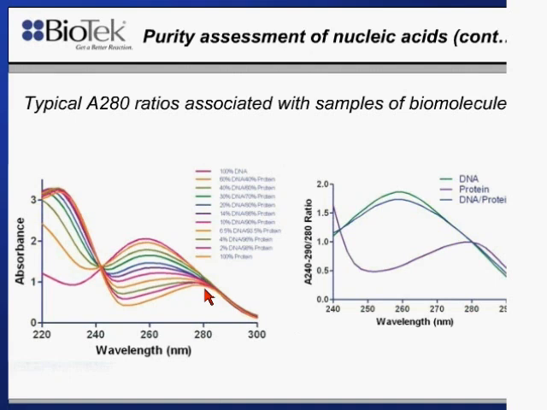So now if we switch our view to the graph on the right, now we've plotted a spectral scan of absorbance from 240 nanometers to 290 nanometers and plotted those as a ratio, all divided by 280 nanometers. And so now we're looking at a ratio on the y-axis. And what you can see, which is expected for DNA, is a peak ratio of about 1.8, 1.85 for a pure double-stranded DNA sample.